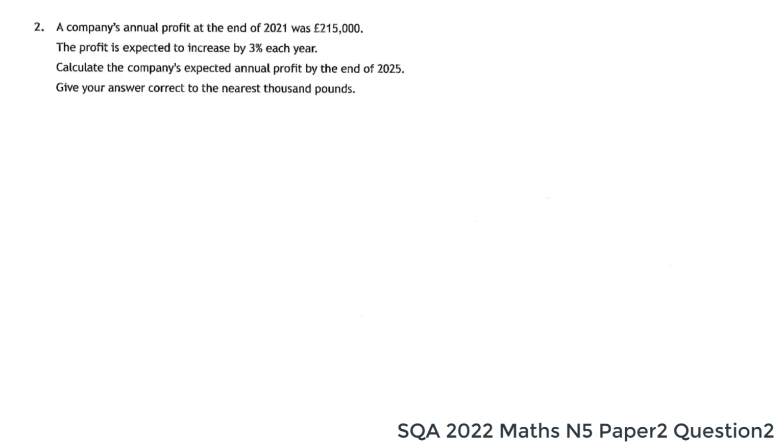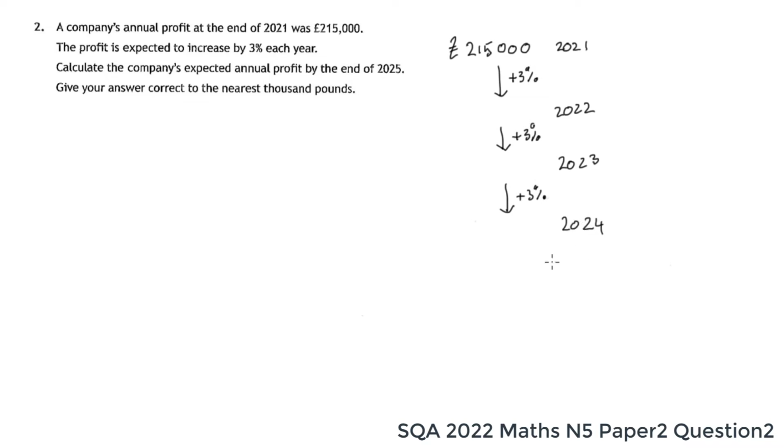So let's just have a wee look at what's going on. We're sitting with a profit at present, that's in 2021, of £215,000. And then we've got an increase. We're adding 3% to that to get to 2022. Another 3% increase to get to 2023. Another 3% increase to 2024. And that goes all the way up to 2025. So just one more. Add 3%, 2024.